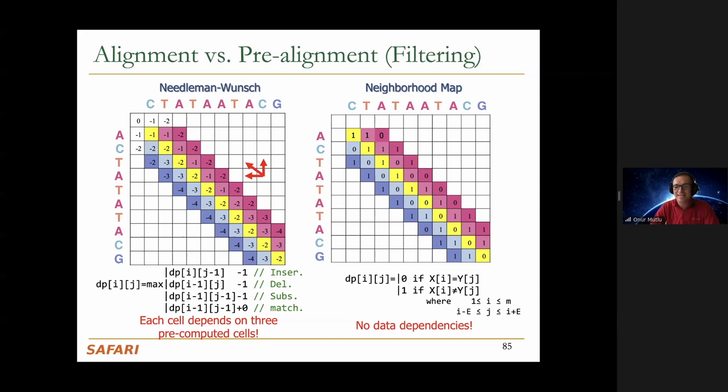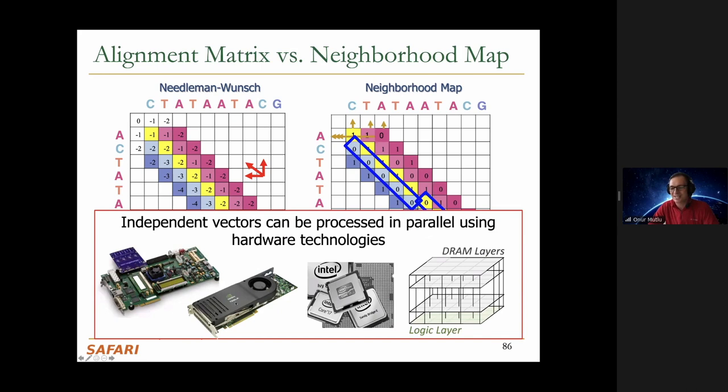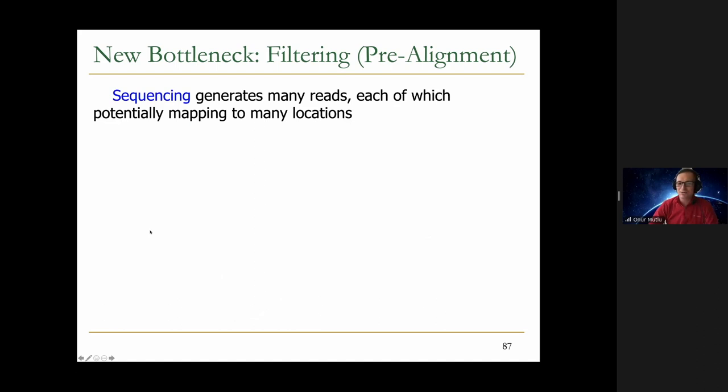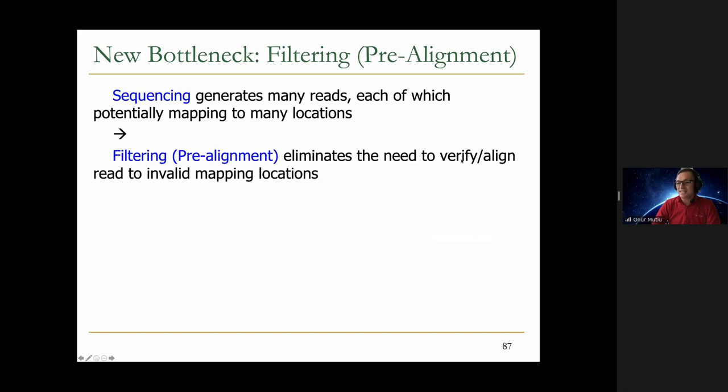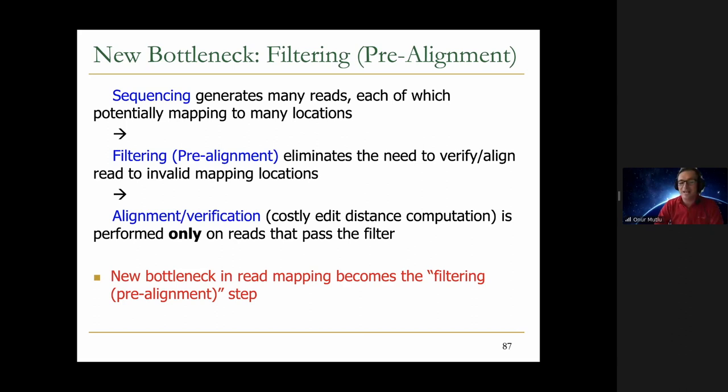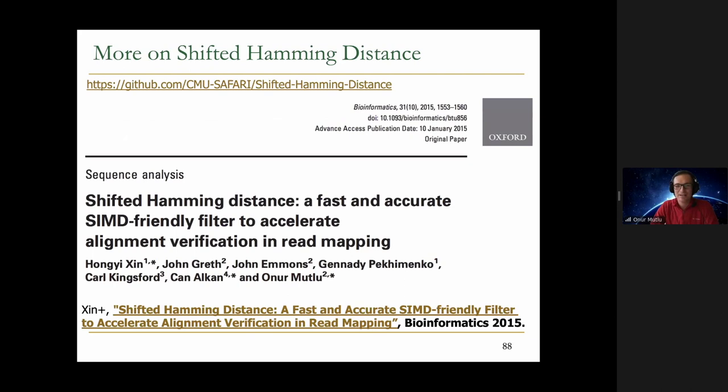And the good thing is, because we don't have any data dependencies, now we can employ this on many different types of technologies. Clearly, SIMD hardware is one example, but we're going to see that on FPGA hardware also, which is going to be much faster. Okay, so after this shifted Hamming distance, the new bottleneck really becomes filtering. So let's recap a little bit. Sequencing generates many reads, each of which potentially maps to many locations. Filtering eliminates the need to verify or align reads to invalid mapping locations. And alignment happens only on reads that pass the filter. The new bottleneck in read mapping essentially becomes the filtering or pre-alignment step, because alignment is not performed heavily anymore. Okay, if you're interested, we released all the source code of all of these mechanisms and people built on it, but we're happy to support it also if people are interested in working on these.